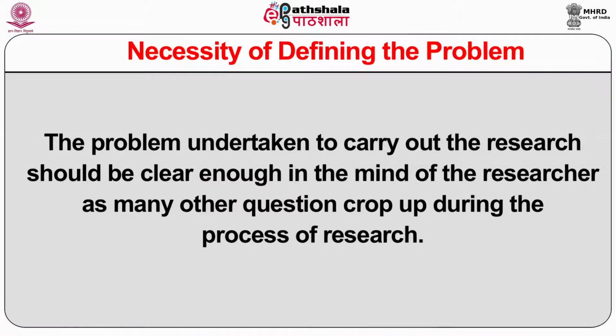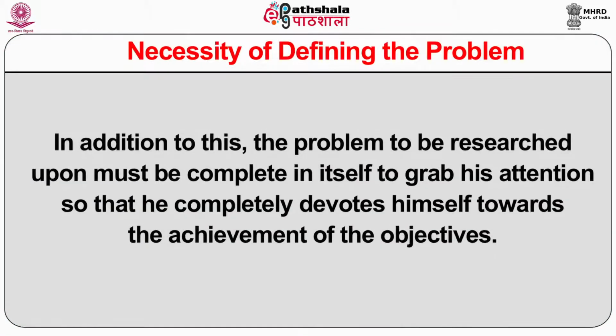Further, the problem undertaken to carry out the research should be clear enough in the mind of the researcher, as many other questions crop up during the process of research. In the absence of a clear and well-defined research problem, it may lead to fallacious conclusions. In addition to this, the problem to be researched upon must be complete in itself to grab his attention, so that he completely devotes himself towards the achievement of the objectives. The passion of the researcher in conducting the research matters a lot in the whole process of research.